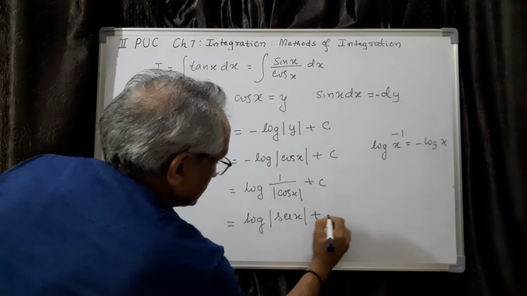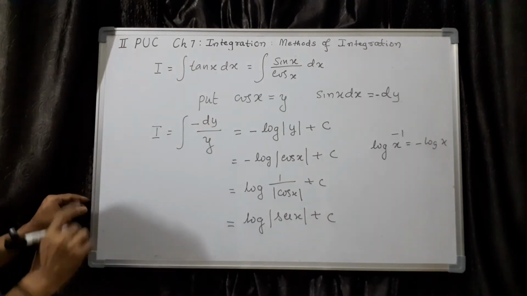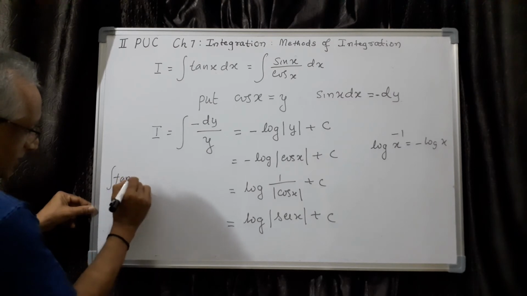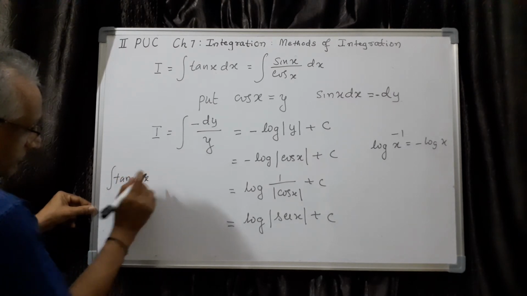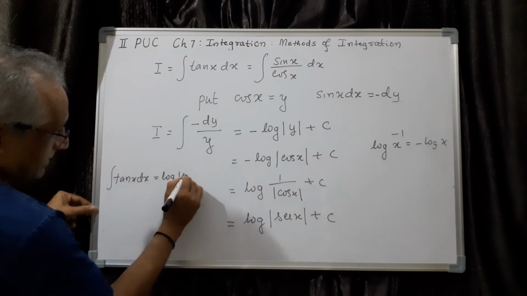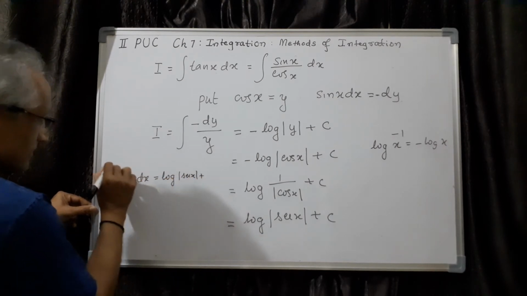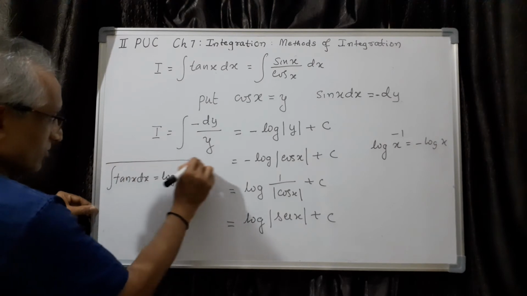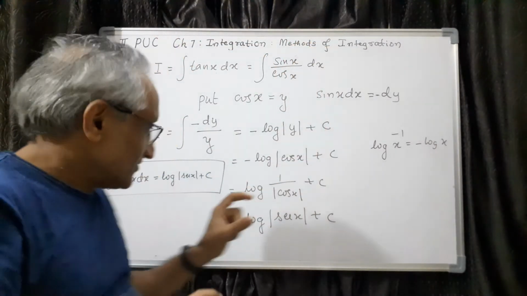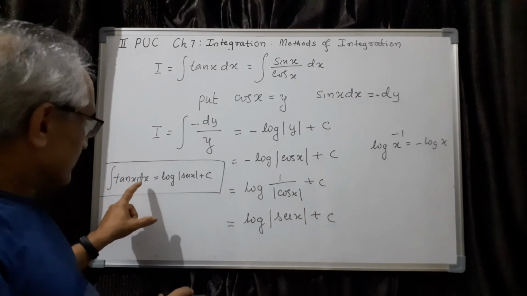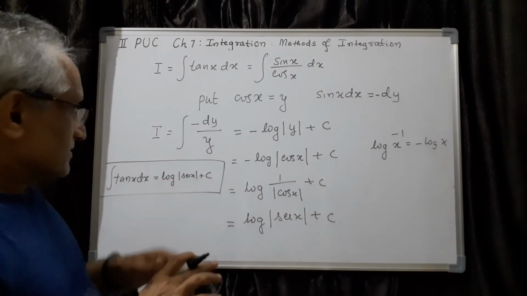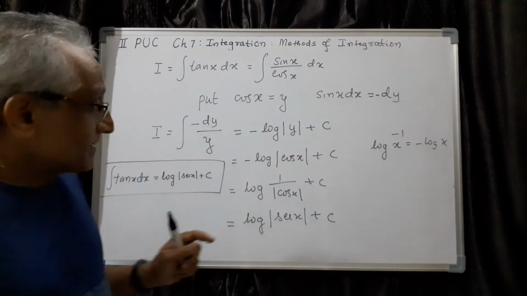Therefore, you have to commit to memory now. We have got this formula now. We have to add this to our list. Integration of tan x dx, afterwards you have to write log of secant x plus c. This you have to remember as a formula. In the formula list under trigonometric functions, you can add this one. Integration of tan x dx is log secant x plus c. So this is the result.